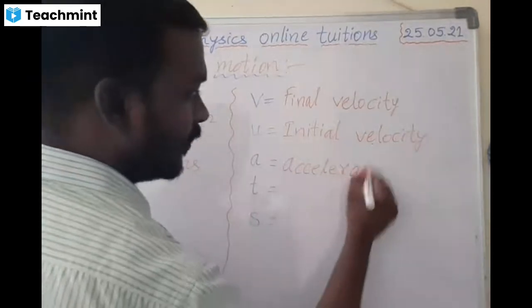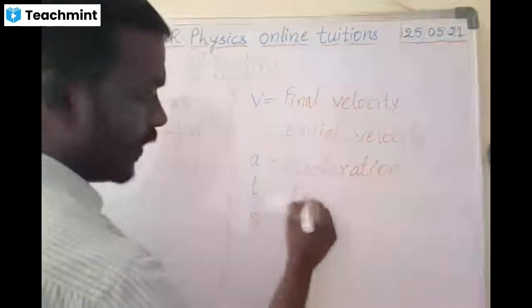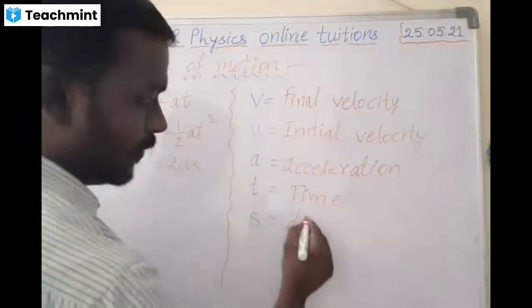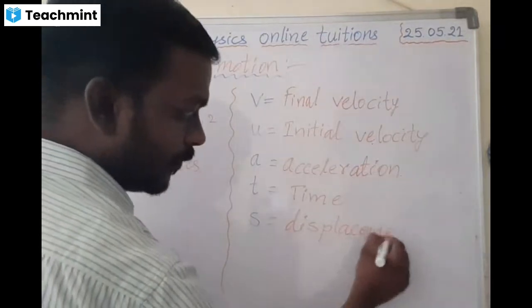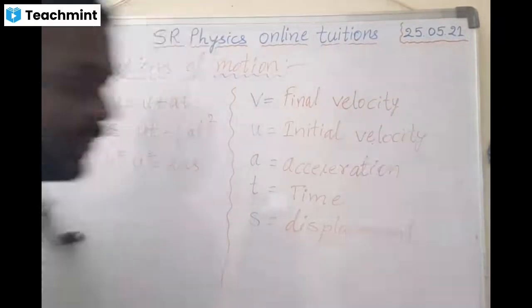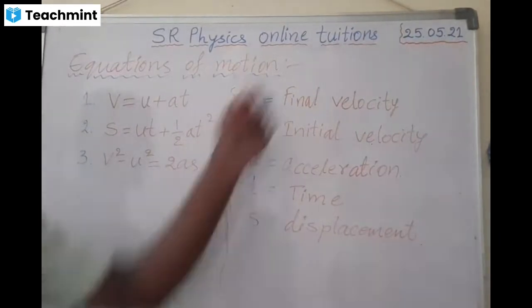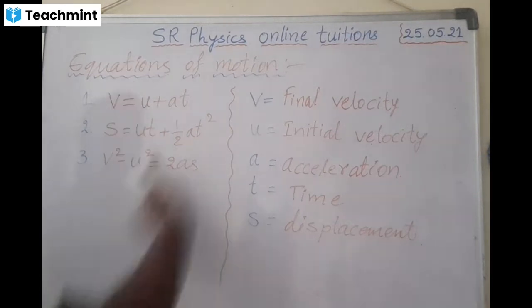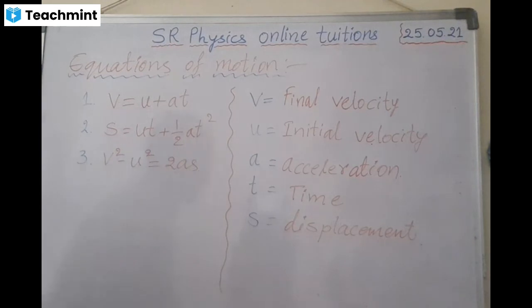Acceleration. T is time. S is displacement. Okay, if you are able to identify the terminology names and their usage, then depending upon them we can use these three equations of motion. Is it clear to everyone, right?